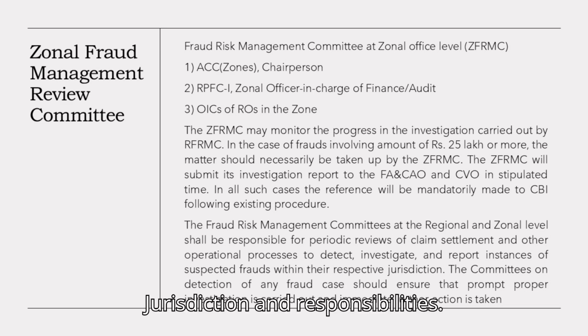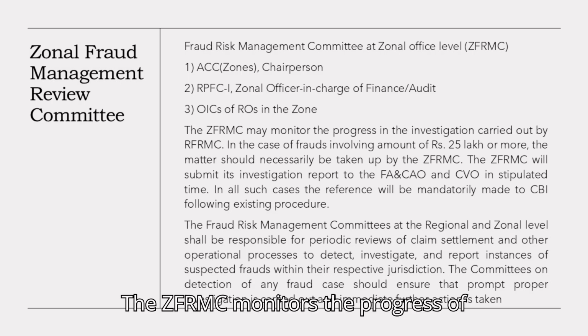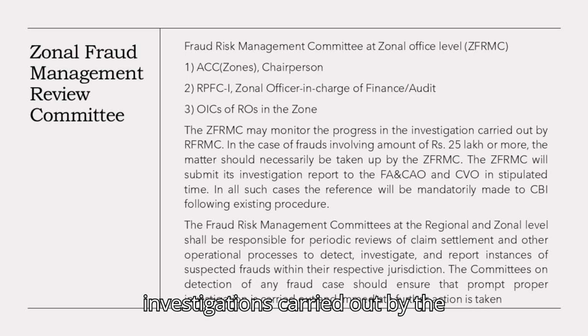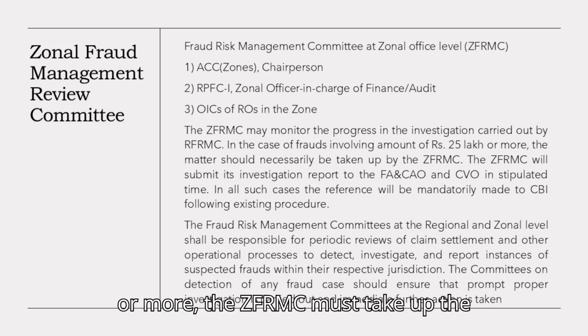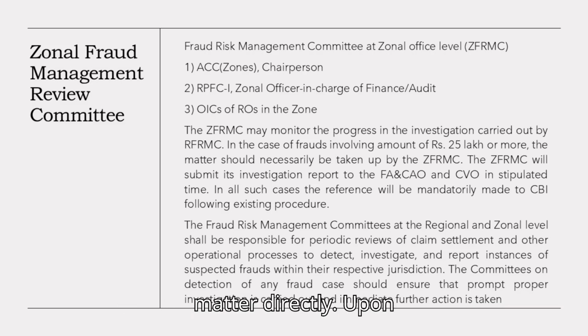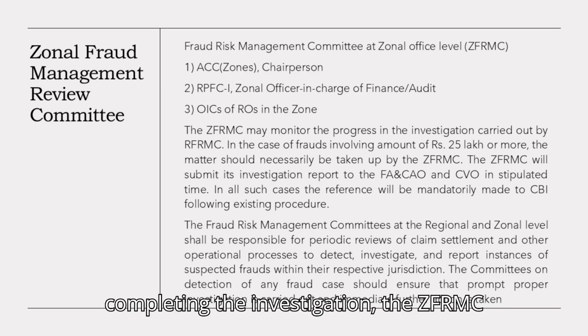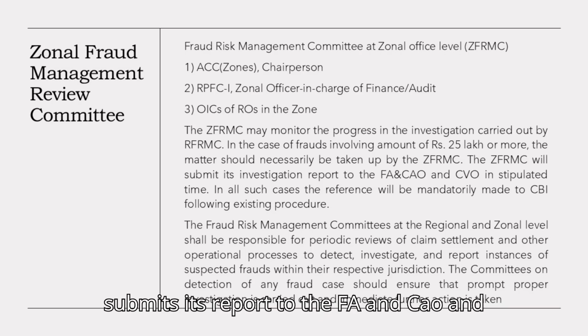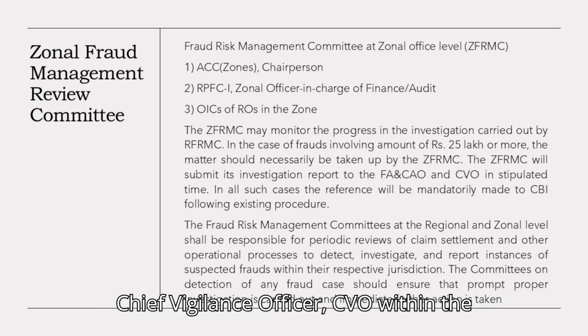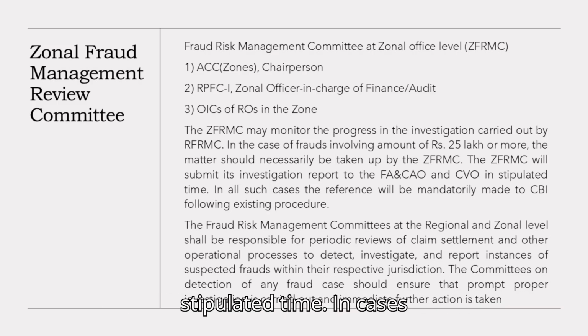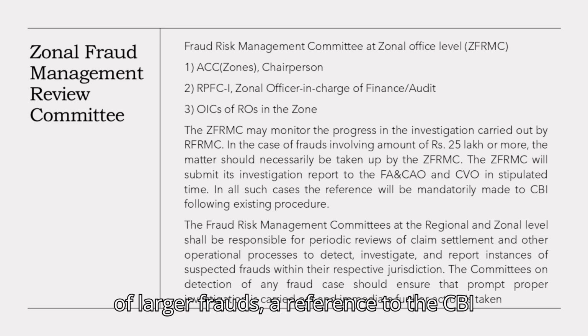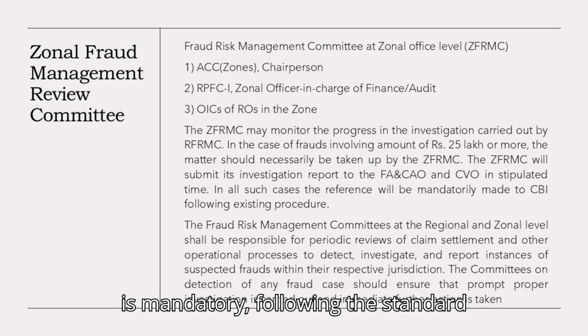Jurisdiction and responsibilities. The ZFRMC monitors the progress of investigations carried out by the RFRMC. When fraud cases involve amounts of 25 lakhs rupees or more, the ZFRMC must take up the matter directly. Upon completing the investigation, the ZFRMC submits its report to the FA and CAO and Chief Vigilance Officer, CVO, within the stipulated time. In cases of larger frauds, a reference to the CBI is mandatory, following the standard procedures.